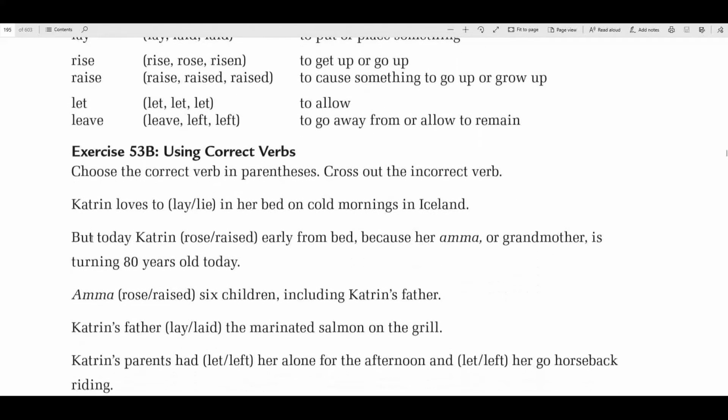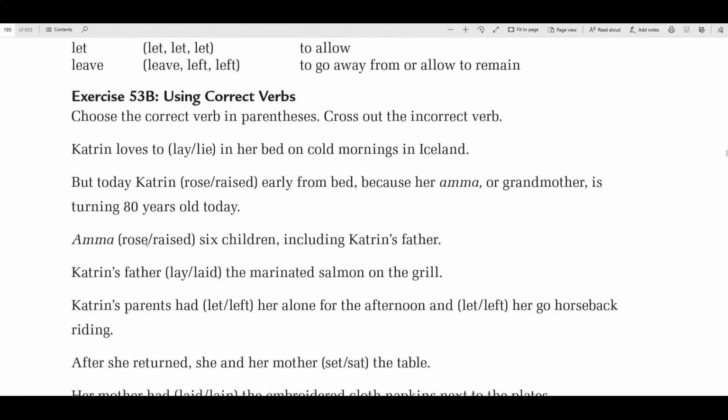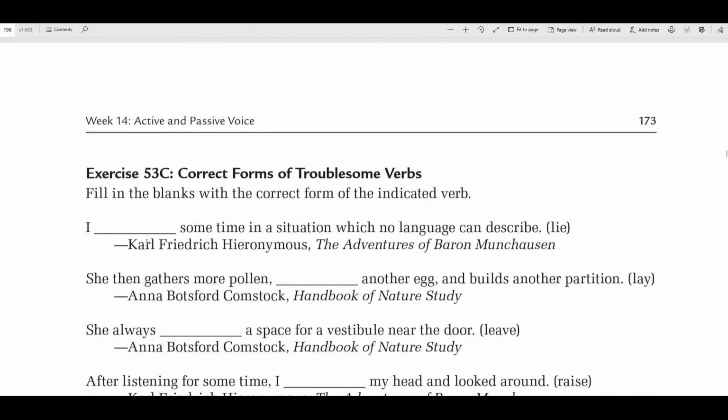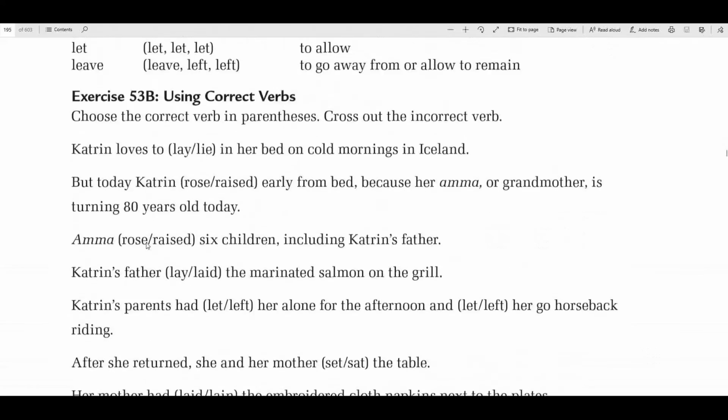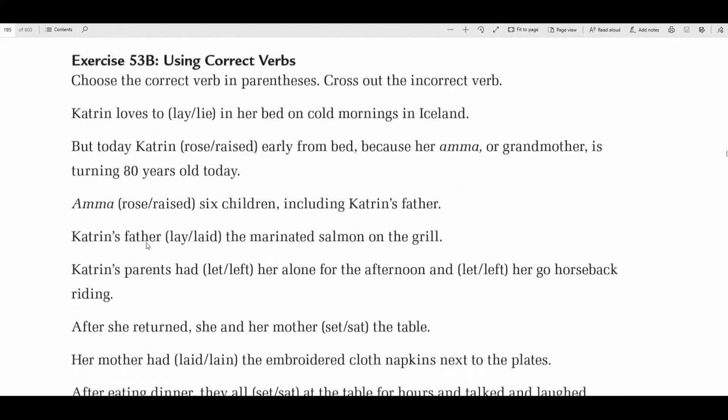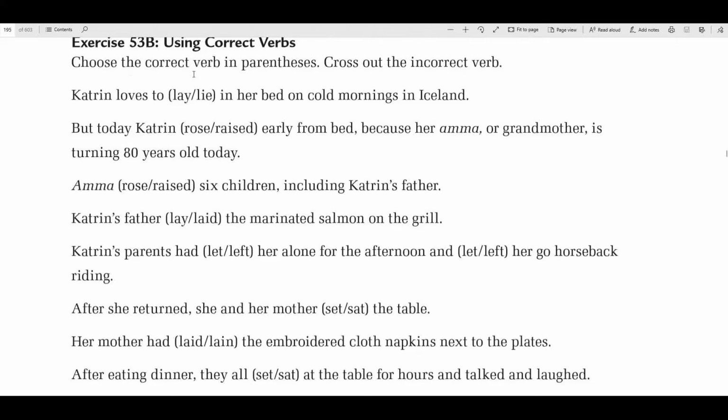So let's look at exercise 53B. Now I'm going to help you with 53B and C, and then I'm going to have you do D by yourself and see, you know, if you understand it. So choose the correct verb in parentheses. Cross out the incorrect verb. So, Katrin loves to blank in her bed on cold mornings in Iceland.